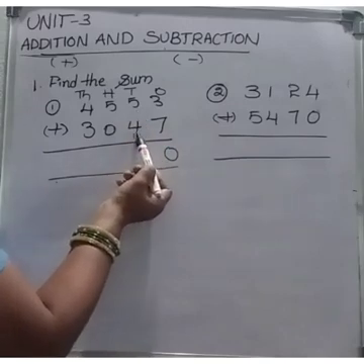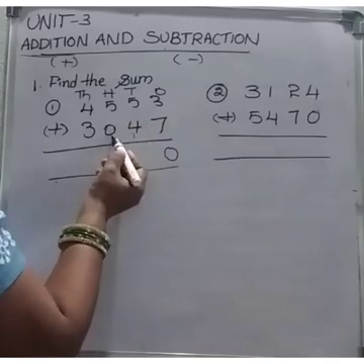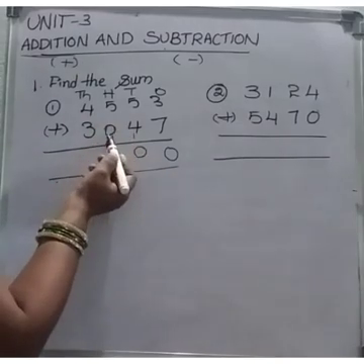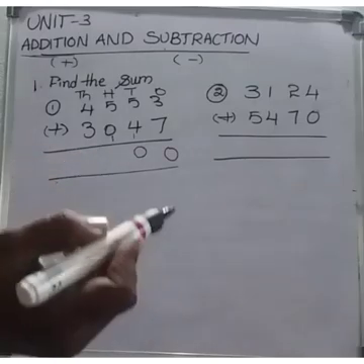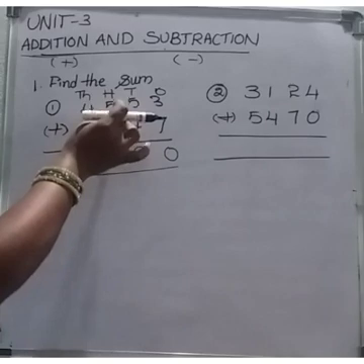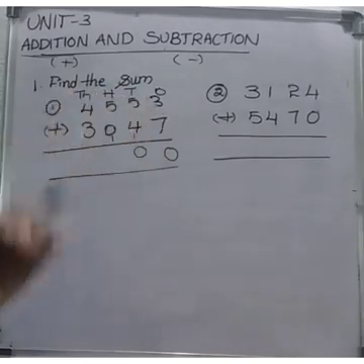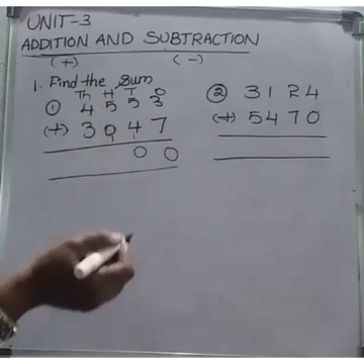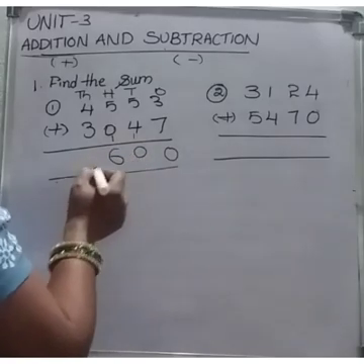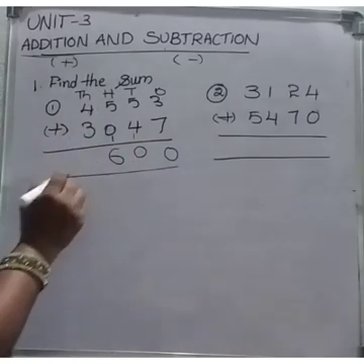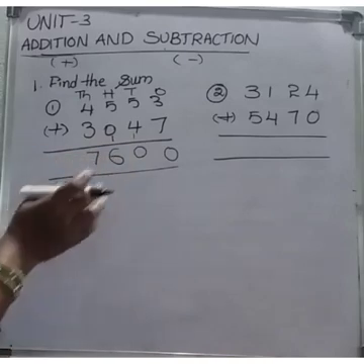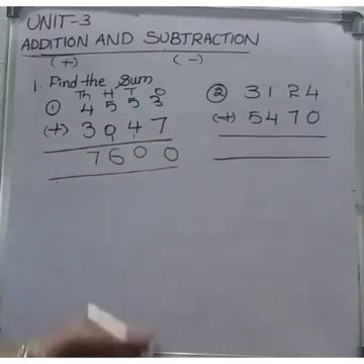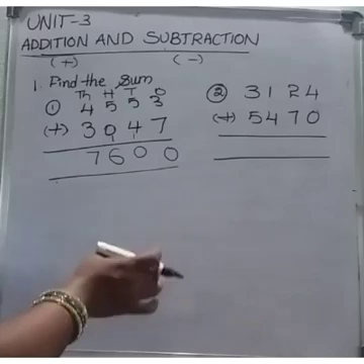Next 5 plus 4, 9. 9 plus 1, 10. So write here 1 and write down 0. Next 5 plus 0. When we add 0 to any number, we get the same number, 5. So 5 plus 1 equal to 6. 6 plus 0 equal to 6. Next 4 plus 3 equal to 7. So 4553 plus 3047 equal to 7600.